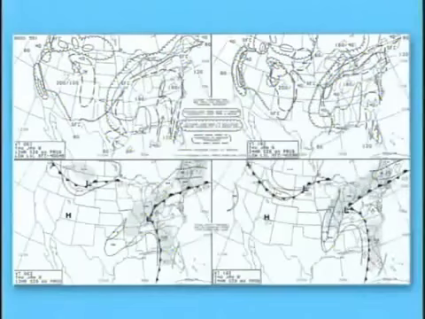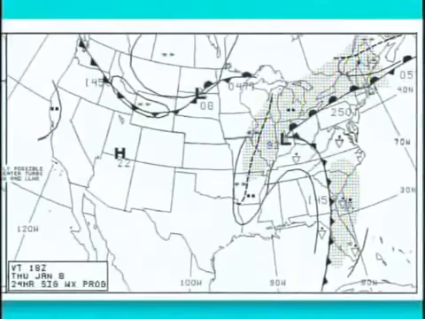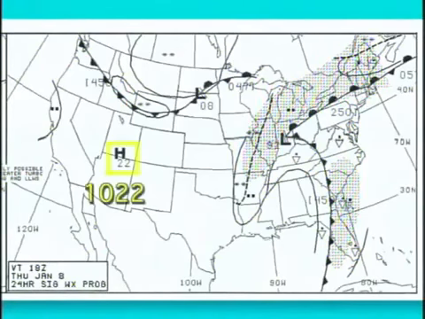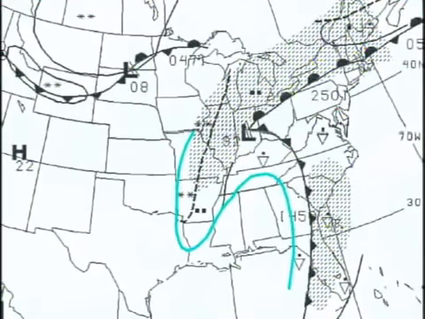On the lower panels, fronts and pressure centers are presented in the same manner as they are on surface analysis charts. In this example, this high has a barometric pressure of 1,022 millibars. Solid lines are used to denote areas of precipitation. Symbols are inserted to denote the type of activity expected.